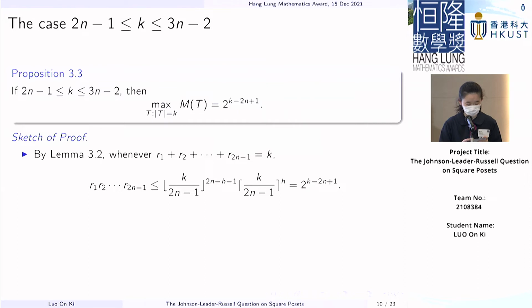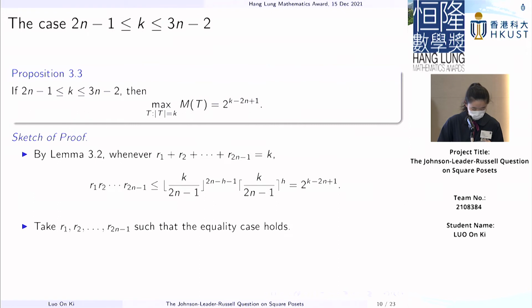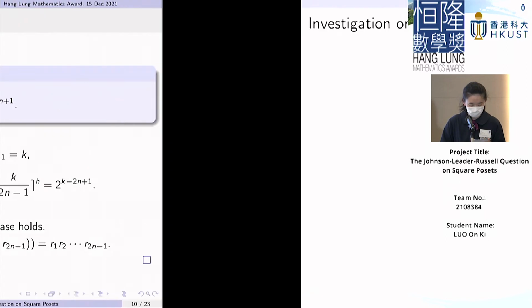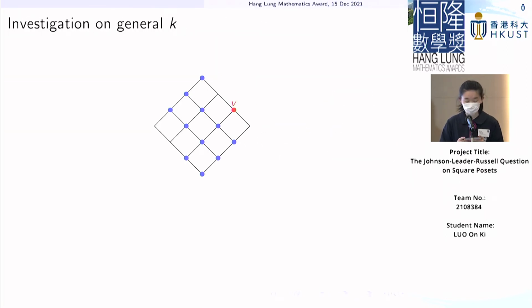And we take the Li such that the equality case holds, and notice that as k lies within this range, the maximum number of paths is equal to the product of Li, and this completes the proof. So in this proposition, we see that when given the total number of points k, we can directly find the maximum m_t and the optimal configuration, which is a Kittipassorn's configuration. However, the range of k is too restrictive. So in the next step, we shall investigate a more general k, and this requires more observation.